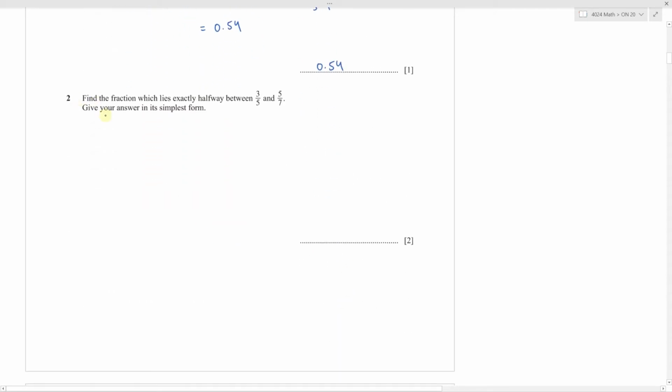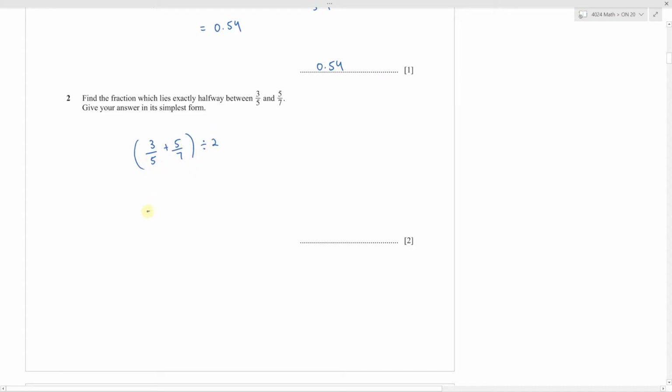Question number 2 is find the fraction which lies exactly halfway between 3 over 5 and 5 over 7. Give your answer in its simplest form. So to find the fraction halfway between these two, we will add them together and then divide by 2. So 3 by 5 plus 5 over 7, and then you will divide the answer by 2 to get the value in the middle of the two fractions.